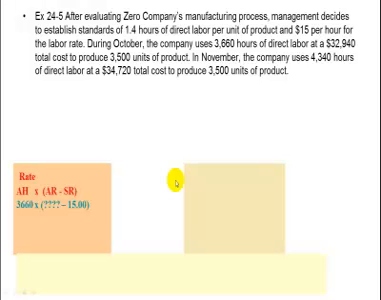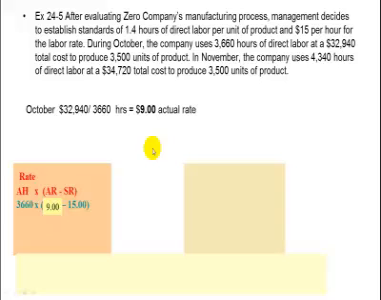So, in October, we spent $32,940 for direct labor, and that was 3,660 hours. That's the actual hours we had. So that's an actual rate of $9 per hour, and we can plug that actual rate in there.